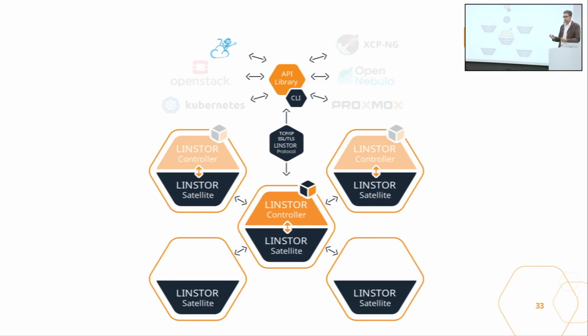So the LINSTOR satellite is a configuration-less and stateless daemon. So you install the package, systemctl enable, make sure that it runs, that's it. And it gets contacted by the controller. So the controller establishes connections to all its satellites, and the controller distributes the work to the satellites. What is the work? It just needs to tell them, okay, we need to create a new volume, we need to resize a volume, we need to take a snapshot, we remove something. So this is that.